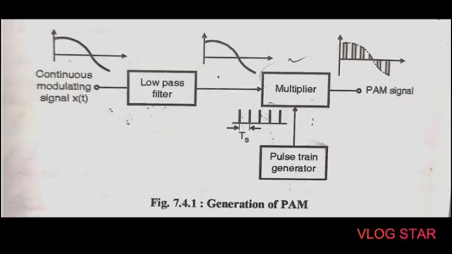Next point is the pulse amplitude modulation. We know that in pulse modulation there are three types. The first is pulse amplitude modulation, PAM. Second is pulse width modulation, that is PWM, and third is pulse position modulation, that is PPM. Let us see one by one. The first is pulse amplitude modulation.